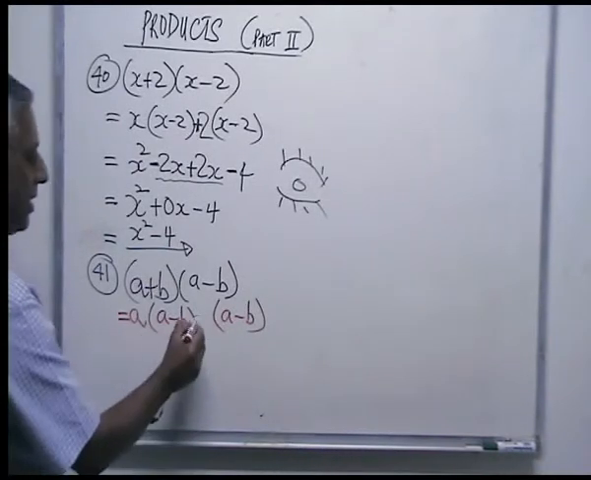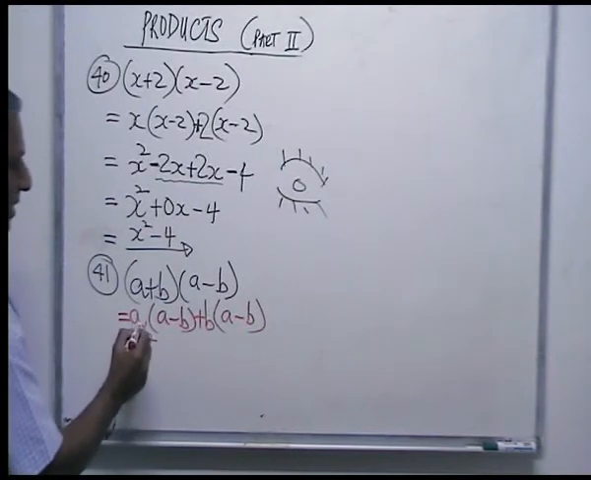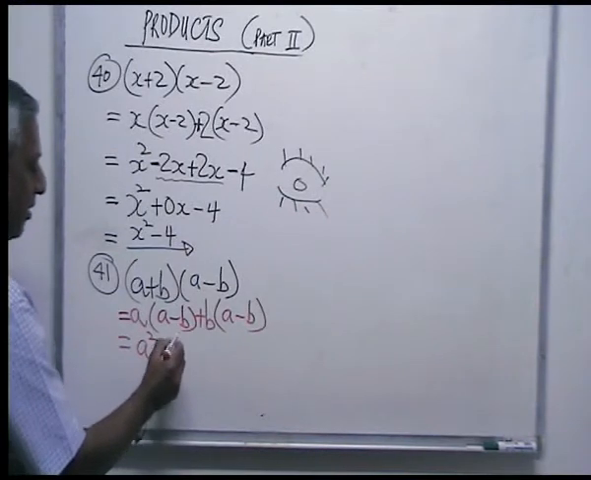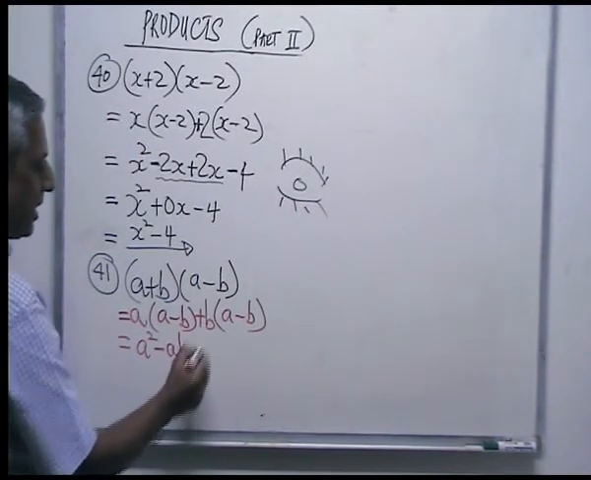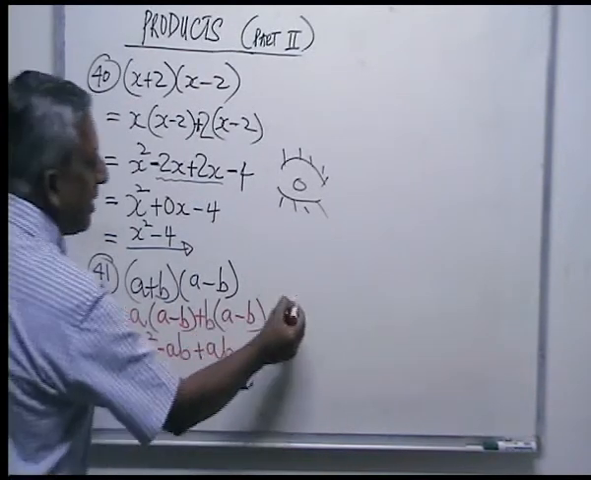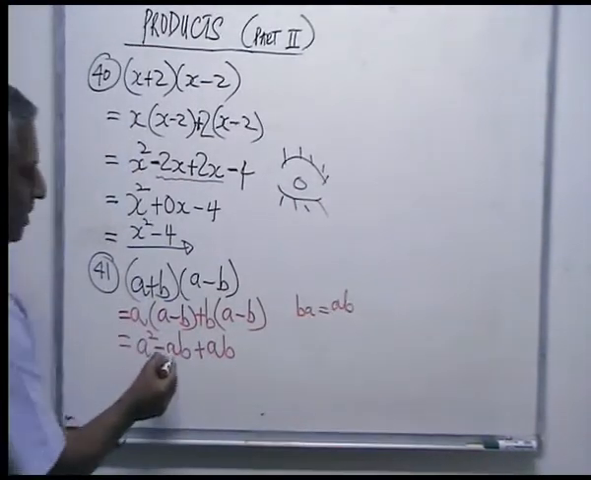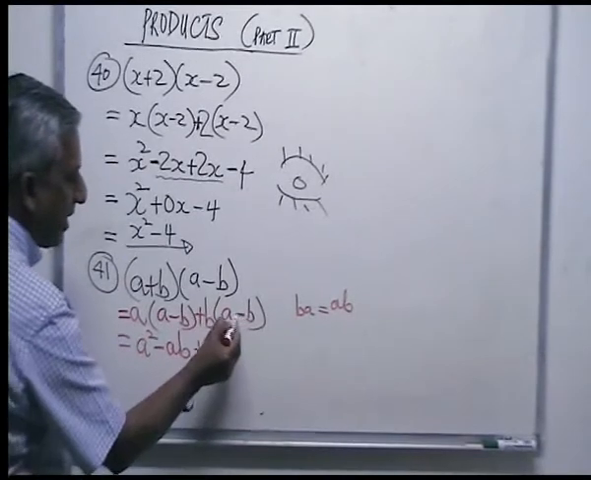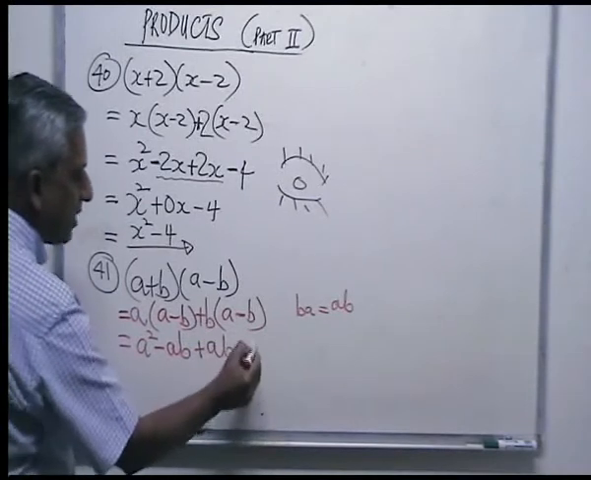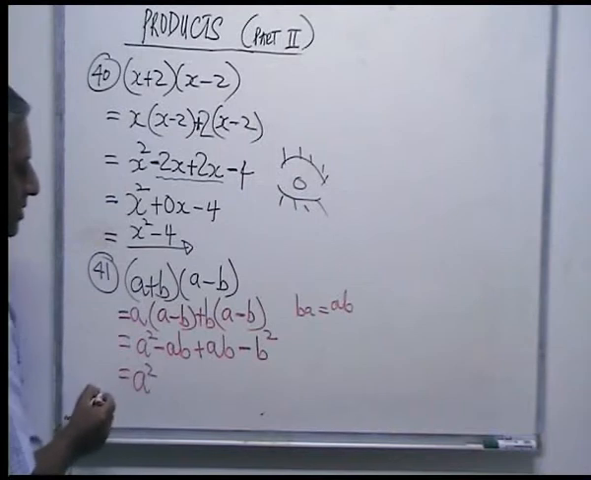In the front here we have A, and here we have plus B. A times A is A squared. A times minus B is minus AB. B times A is plus AB. See, B times A again, it's BA, but it's the same thing as AB. And then plus times minus gives you minus. B times B gives you B squared. And then finally here you have A squared.